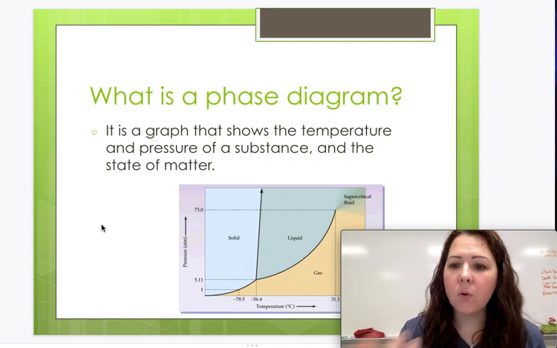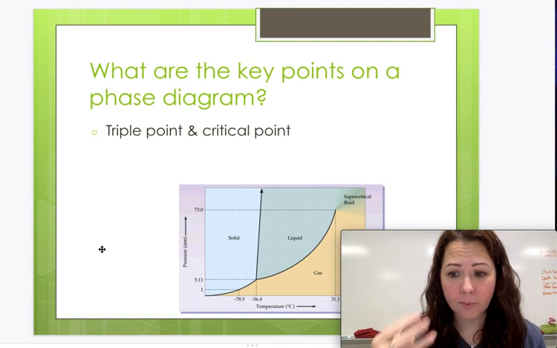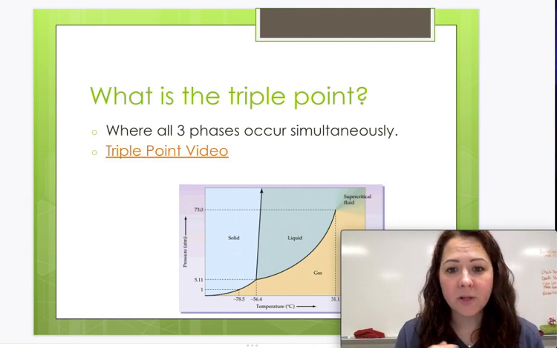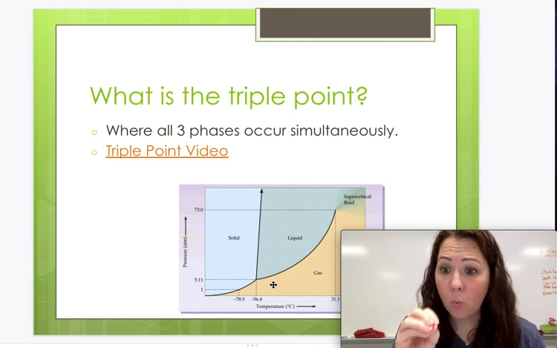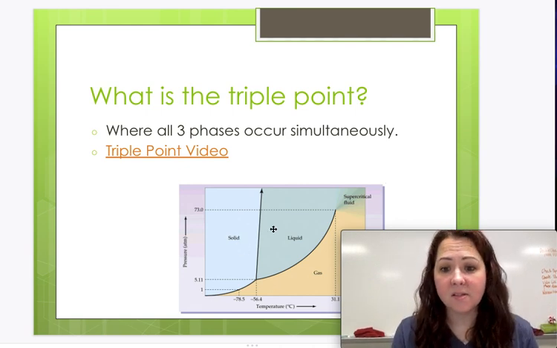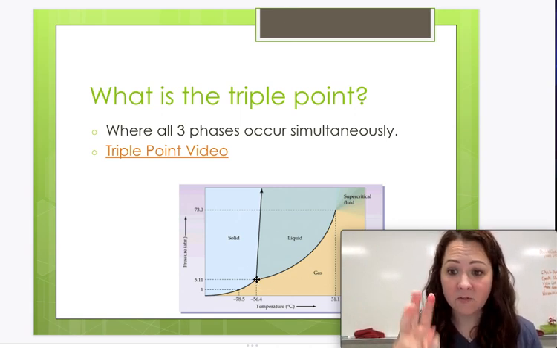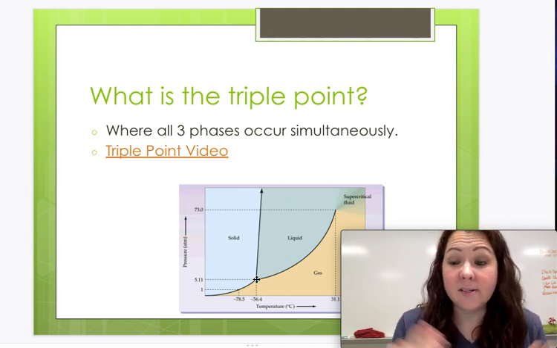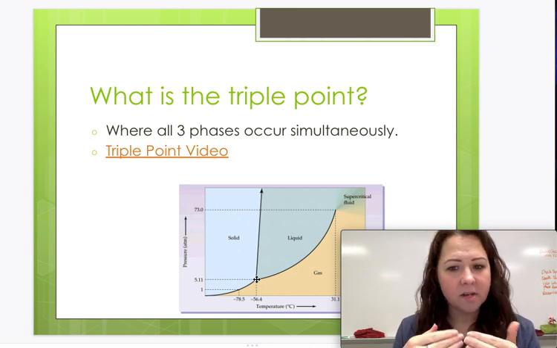There are some other points that you need to be aware of. The first one is called the triple point, triple meaning 3, and then you also have your critical points. Now your triple point is your solid, liquid, and gas coming together, 3, triple, at one place. It is where all 3 states of matter overlap one another. It's saying that they are occurring simultaneously or in equilibrium with one another, which just means at the same time.